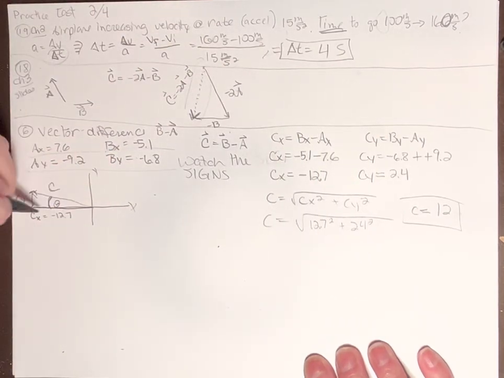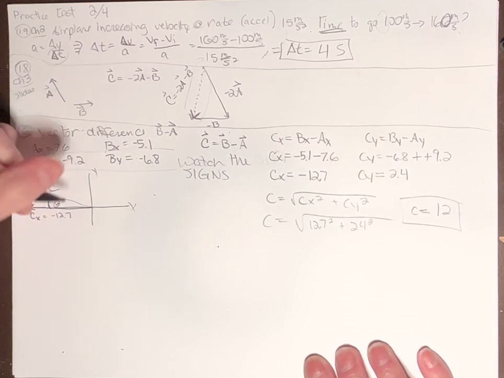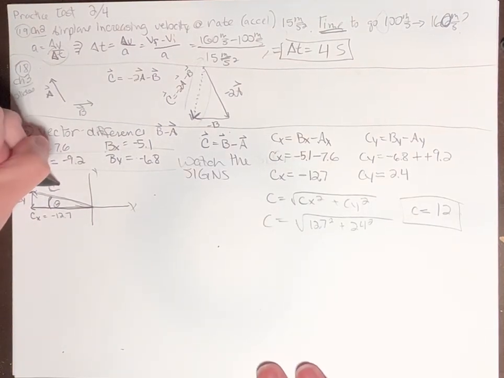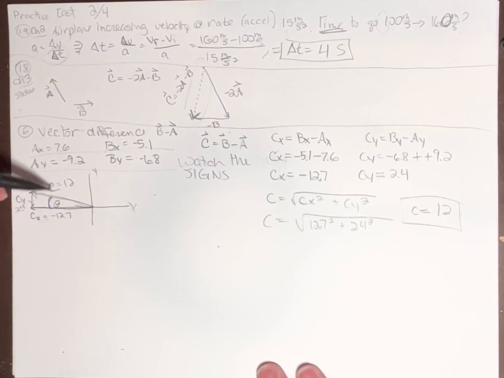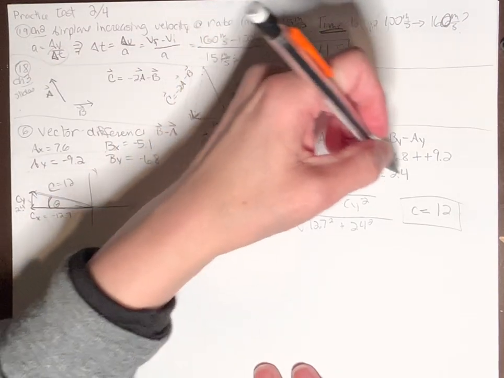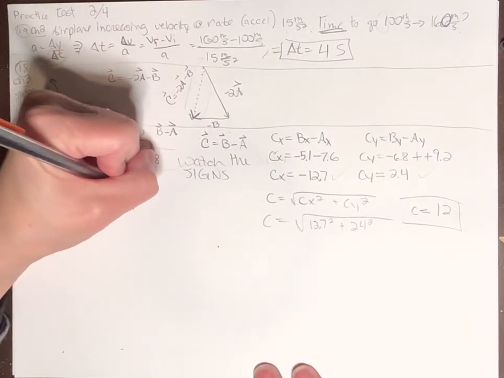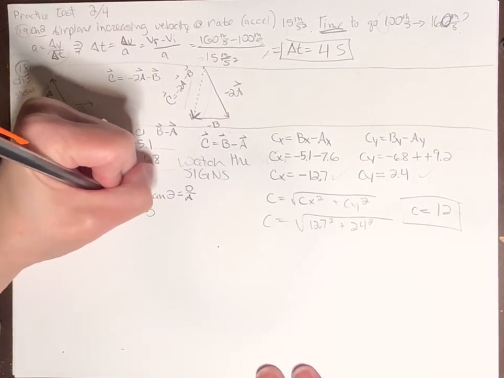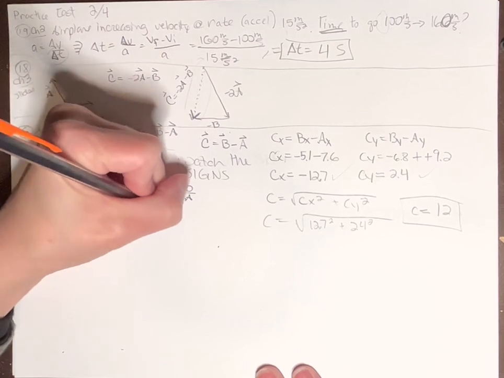So it's 12, but where is the 12? 12 isn't very helpful. I need to know where 12 is. So I need this angle right here, theta. Well, I can use any trigonometric relationship because I now know that c is 12. I know that c sub y is 2.4, and c x is 12.7. So I could do tangent between these two, sine between these two, cosine here. But the first things I found were these two, so I'm going to stick with those. So I'm going to say tan theta is opposite over adjacent. Theta equals inverse tangent of opposite over adjacent.